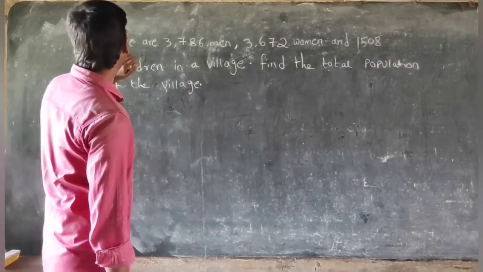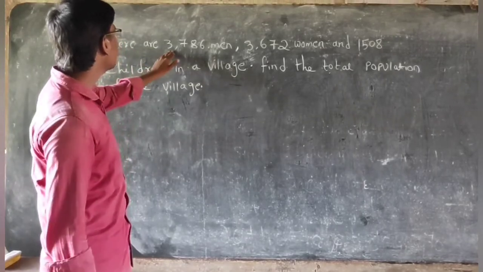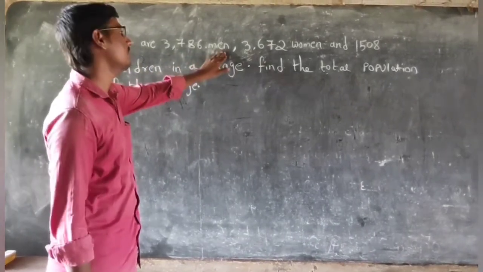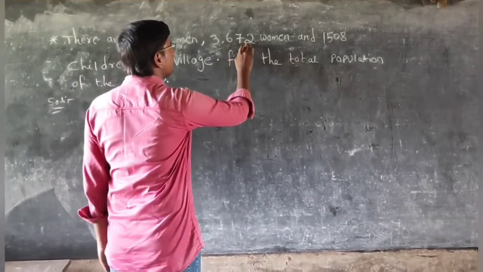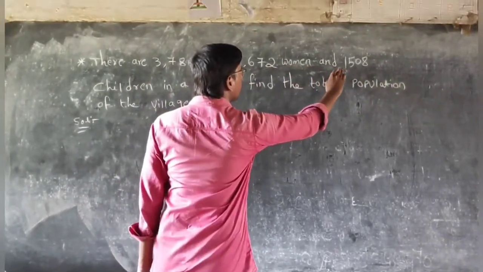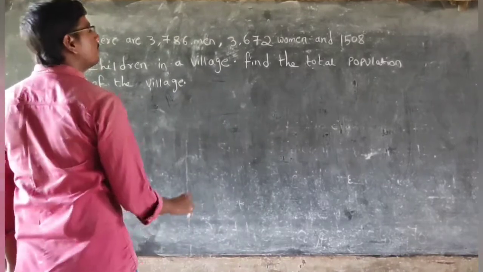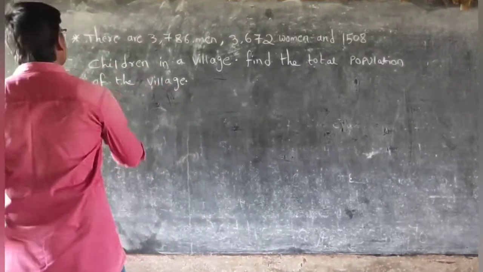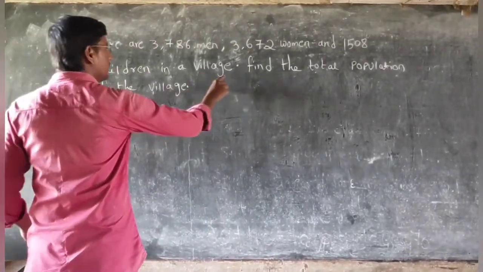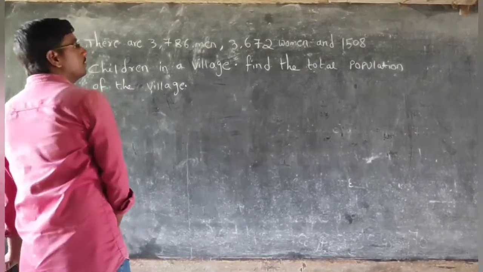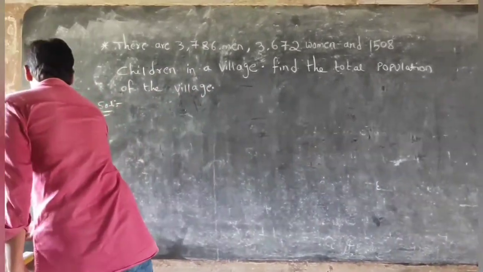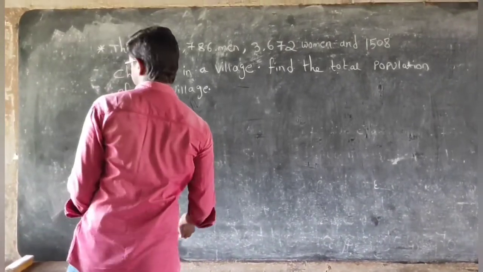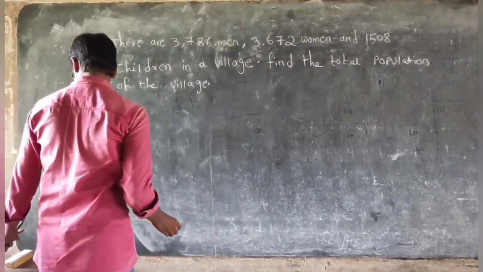The second problem is there are 3,786 men. Okay, next one, 3,672 women and 1,508 children in a village. Find the total population of the village. Okay, students.